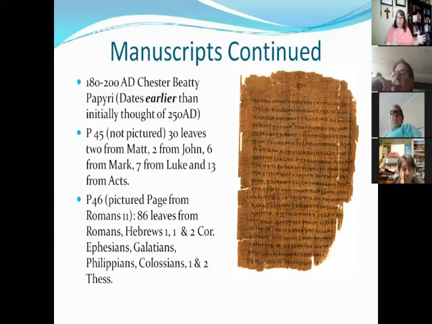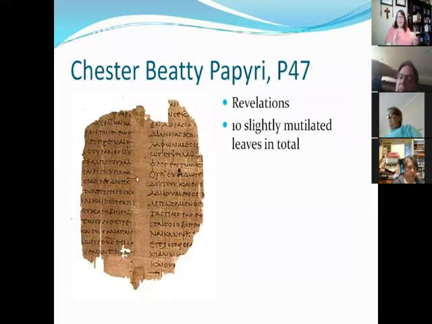But all of those were, again, in a stack when they found it. So that could have been like a letters of Paul stack. And so, again, totally messes up the skeptic's idea of the dates of the New Testament. Then we have P47, which has Revelation in 10 slightly mutilated leaves.